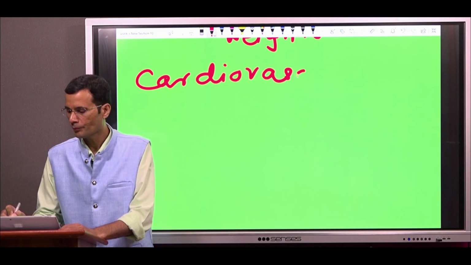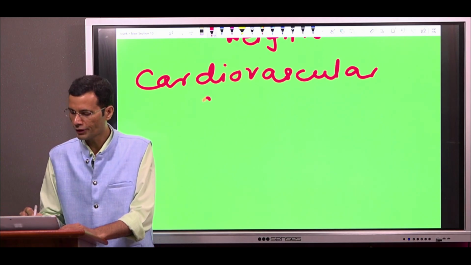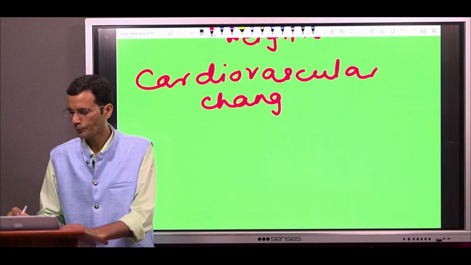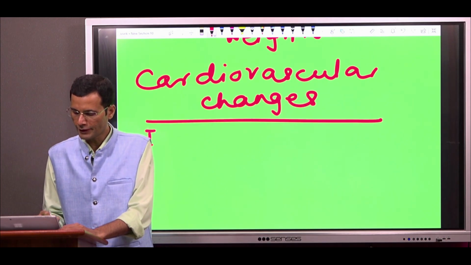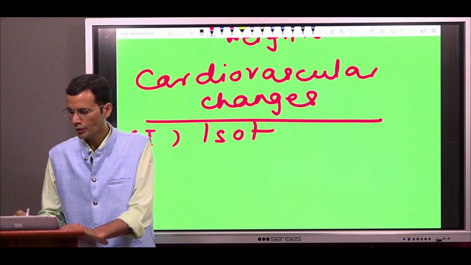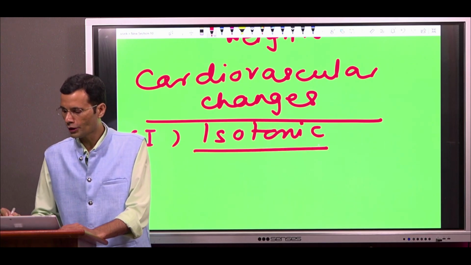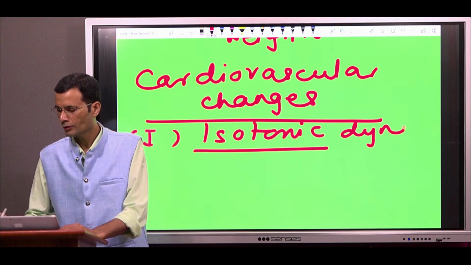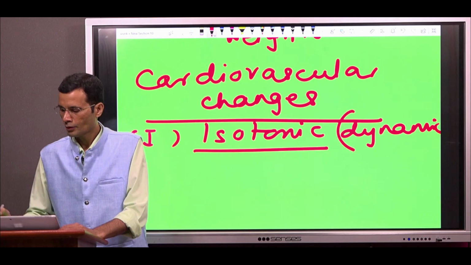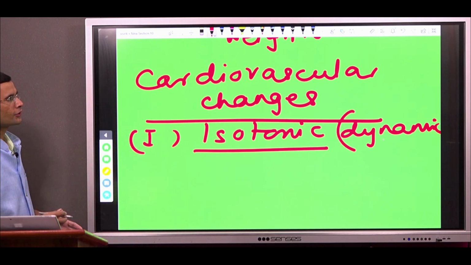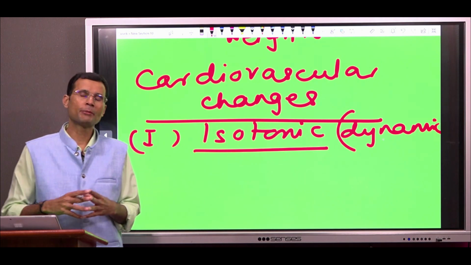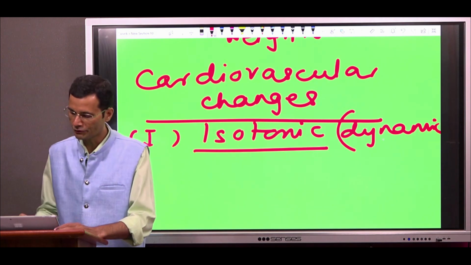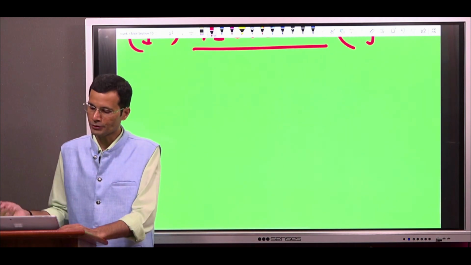Cardiovascular changes during different types of exercises. Let us first see the isotonic or dynamic exercises. What will be the cardiovascular changes during isotonic or dynamic exercises like running, jogging, cycling, swimming, etc., the aerobic types?